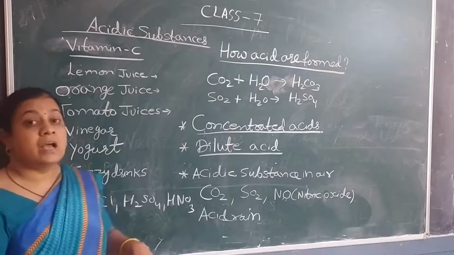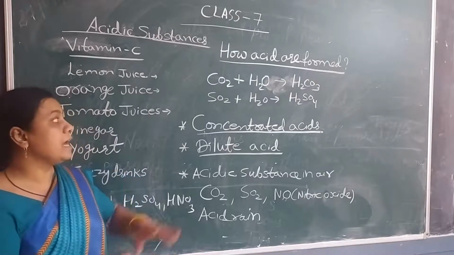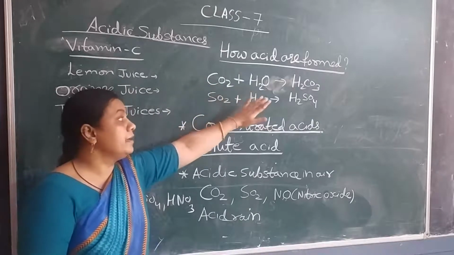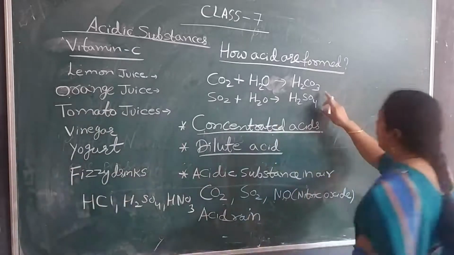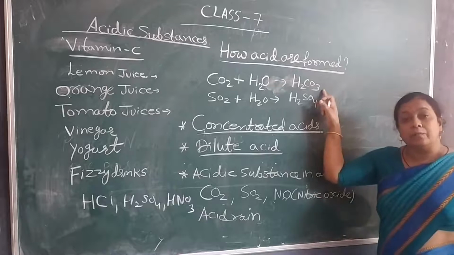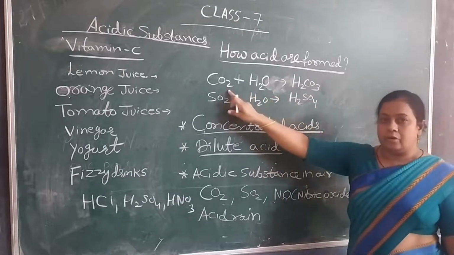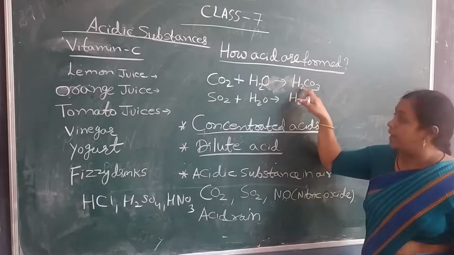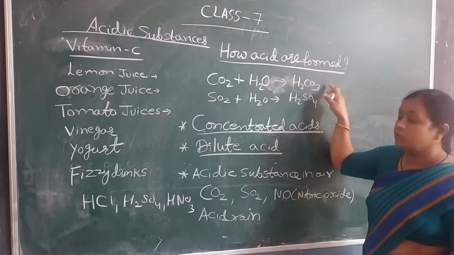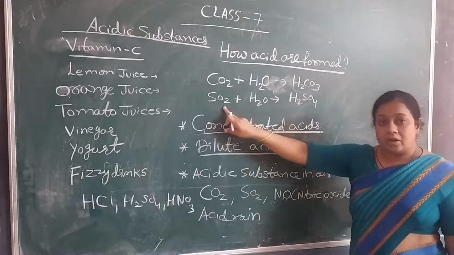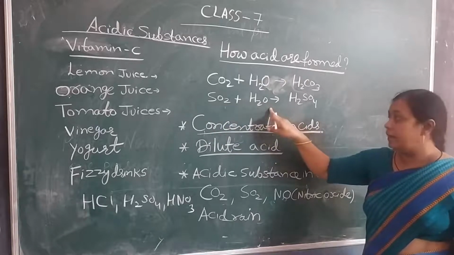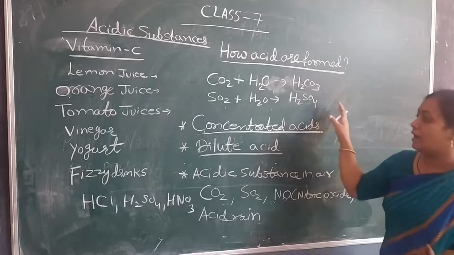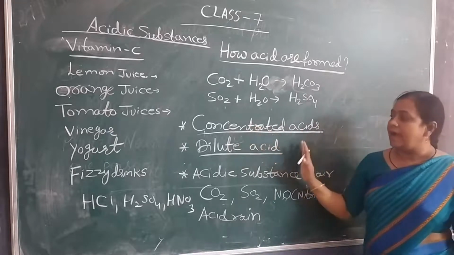Now the question arises, how are acids formed? Acids are mainly formed when oxides of non-metals are dissolved in water. For example, H2CO3 is carbonic acid. Oxides of non-metals dissolve in water and form acidic solutions. Sulfur dioxide, when it reacts with water, forms sulfuric acid. Now the acid is formed.